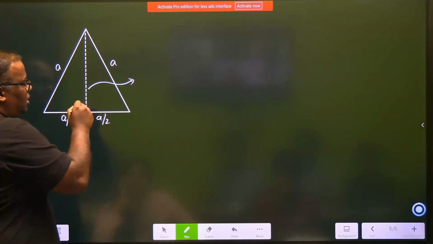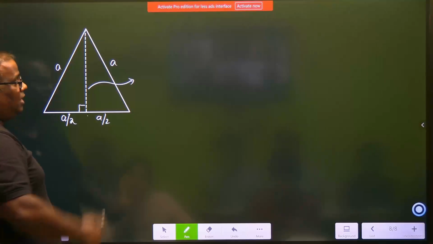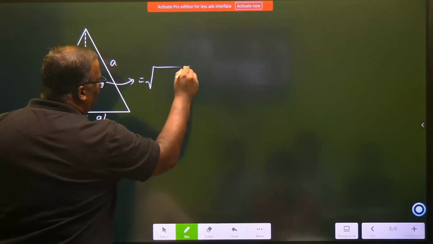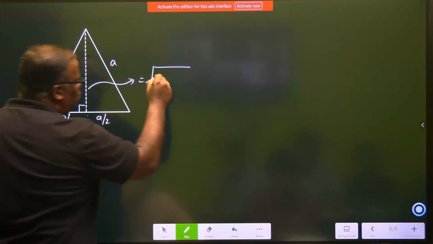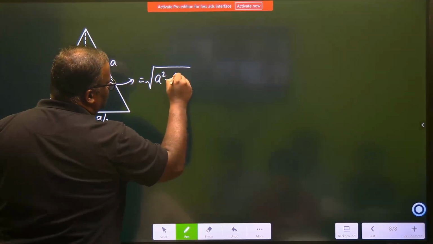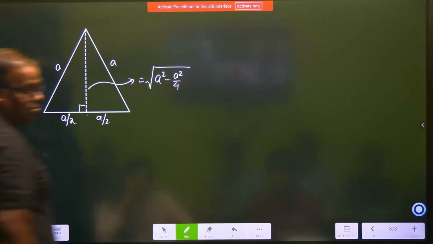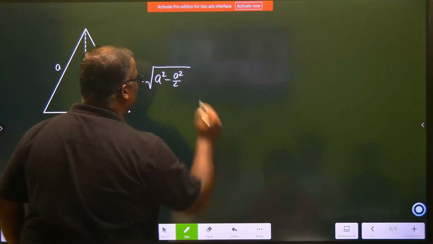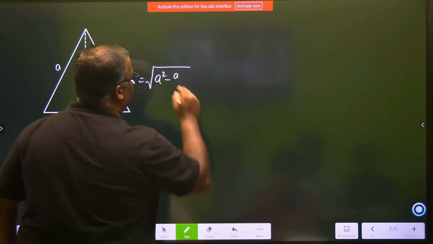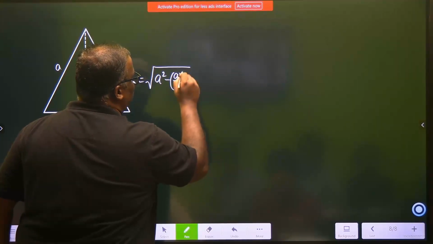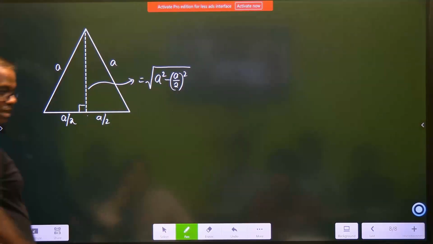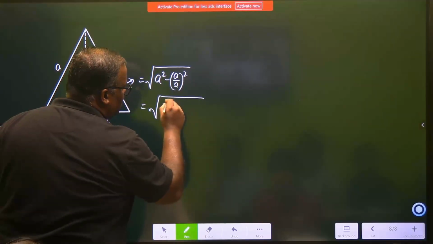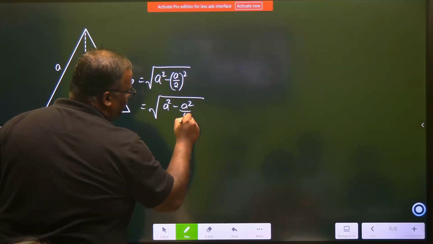This is a right angle triangle. Anything which is not the hypotenuse, whatever this value is, should be root under hypotenuse square minus a square upon 4. If you have not understood, it is (a by 2) whole square. Correct. Which means it is how much? a square minus a square by 4.